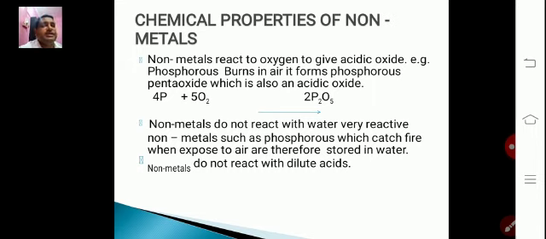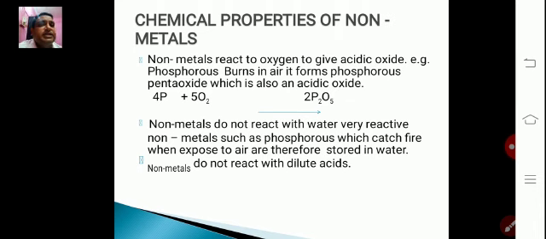Reaction with acid. Non-metals do not react with dilute acid to form salt and hydrogen gas. For example, if we take some sulfur powder or charcoal powder in a test tube and add dilute hydrochloric acid, then no reaction takes place even on heating. So they do not react with dilute acids.